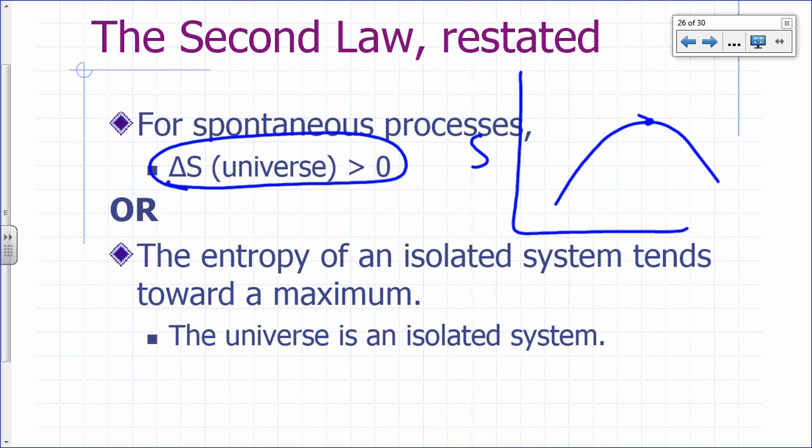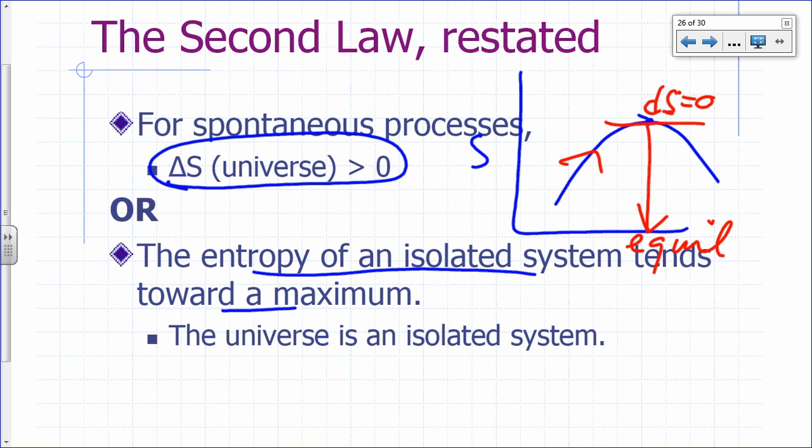You reach a maximum. Please say the entropy of an isolated system, in this case the universe, reaches a maximum. Okay, so dS equals 0. You get a 0 slope at equilibrium. So this is when equilibrium is established.